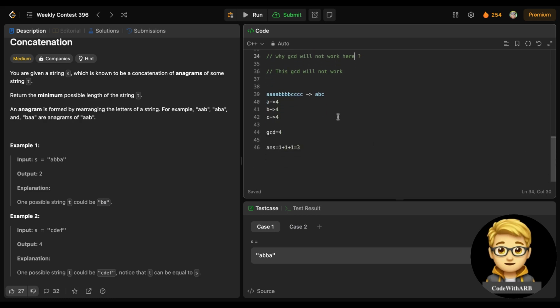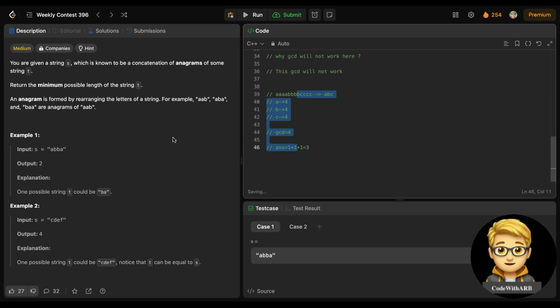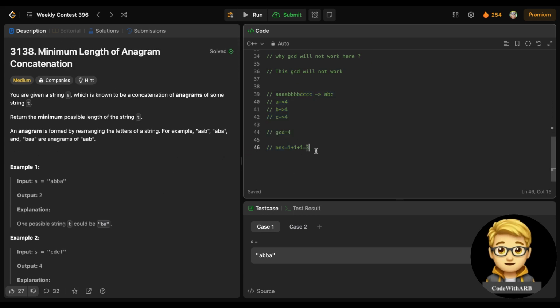So now the question is how we will solve this problem, right? Definitely we can solve this problem by taking every length and checking whether this length is possible for the anagram concatenation or not. So it is just like a brute force approach. So let's take this example which is creating problem. It is ABCCC.